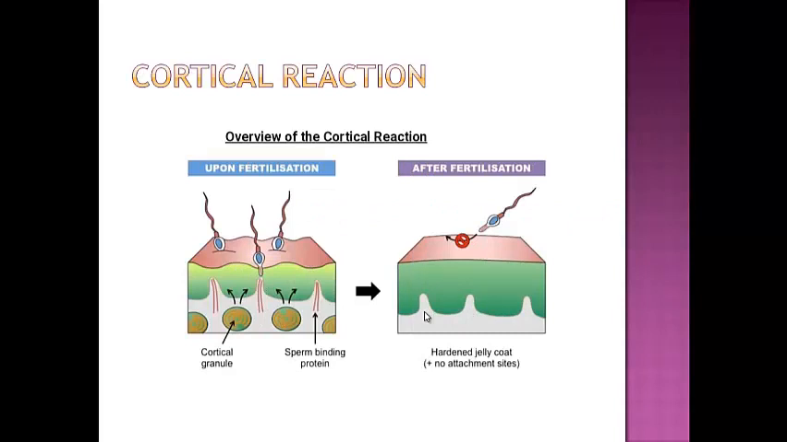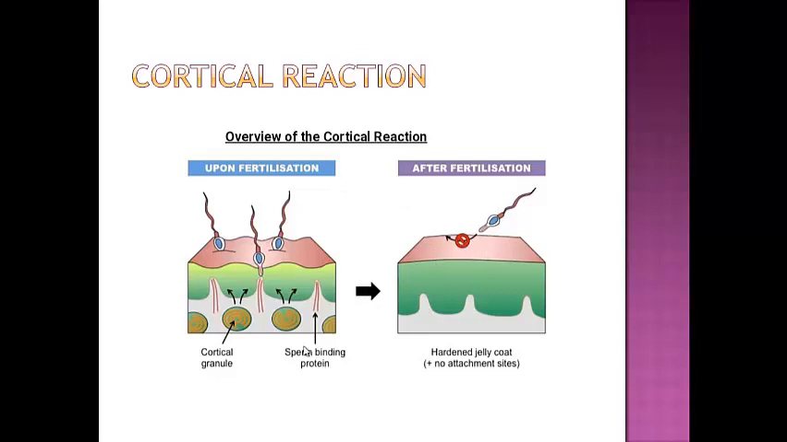So we're just going to look at something called the cortical reaction, which, if you go back to the video, was actually touched upon real quickly. Essentially, what we need is for one sperm to fertilize the ovum. But as you saw in the video, a lot of sperm reached the egg. So once the egg is fertilized by one sperm, there needs to be a specific reaction that prevents the other sperm from penetrating the ovum as well. This reaction is called the cortical reaction.